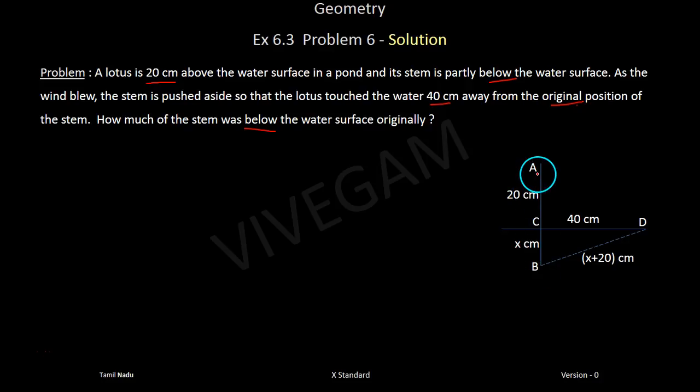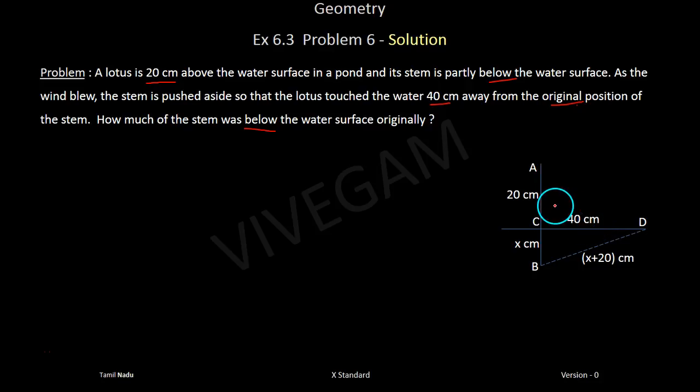Now when the wind blows, the stem is pushed aside and it touches a point 40 centimeters away. So let's say D is the point it touched when the wind blew, and it is 40 centimeters from the original position. C is where the stem was originally. It moved away from that C by 40 centimeters, so DC is 40 centimeters.